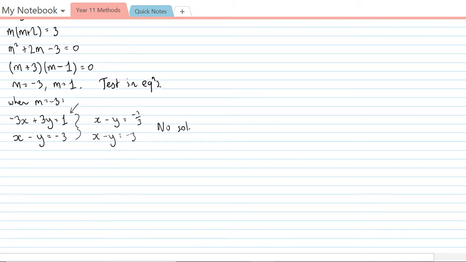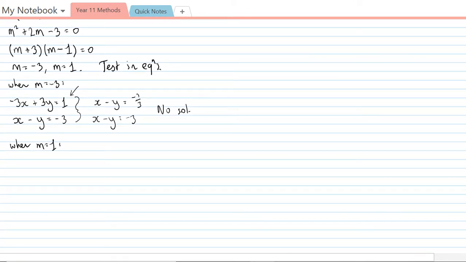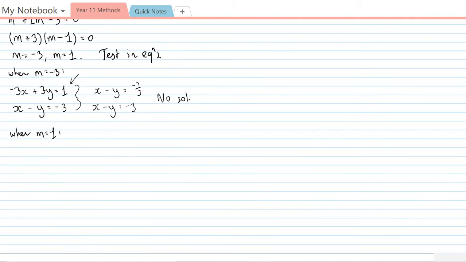So then I'll test when m equals 1. And we can pretty safely assume that this is going to be the infinite solutions case, but we'll just show that is the situation anyway. So the first equation will be x plus 3y equals 1. And the second equation will be x plus, now 1 plus 2 is 3y, and then m, which is just 1. Well, we can see immediately that those are exactly the same equation, and so this is a case of infinite solutions.